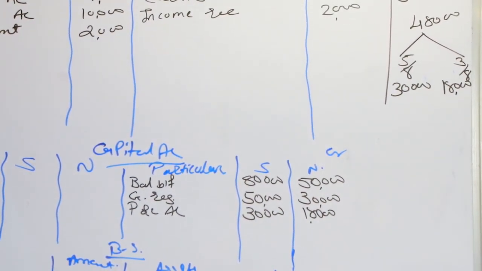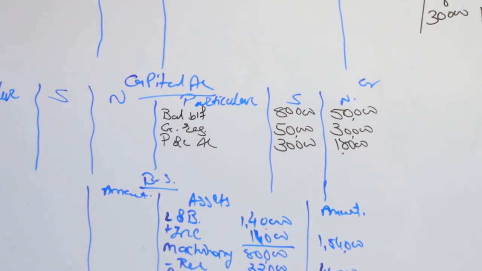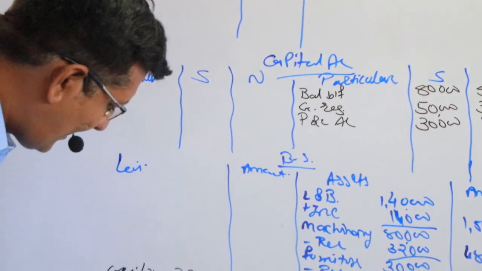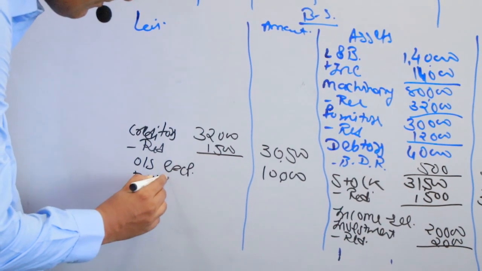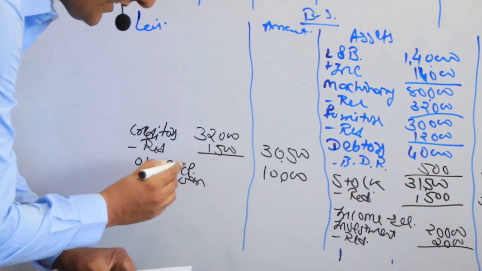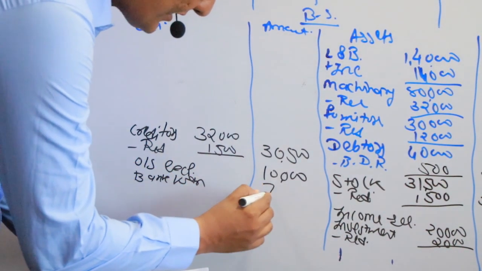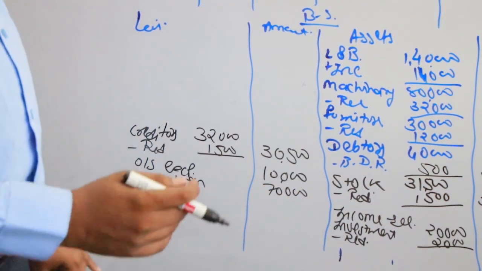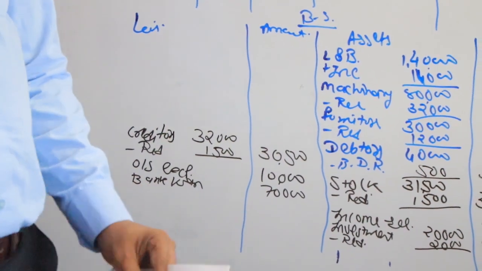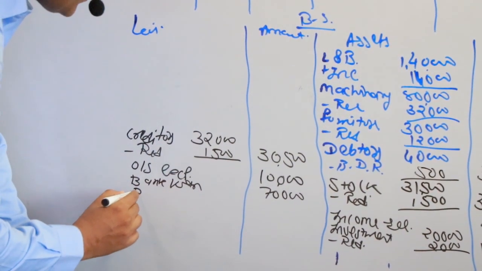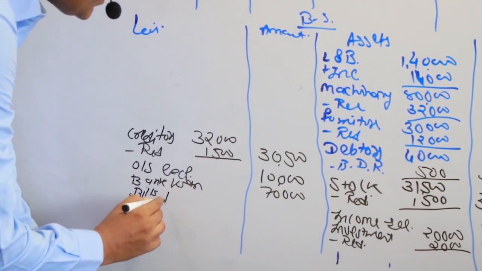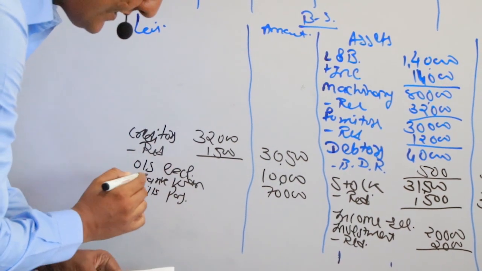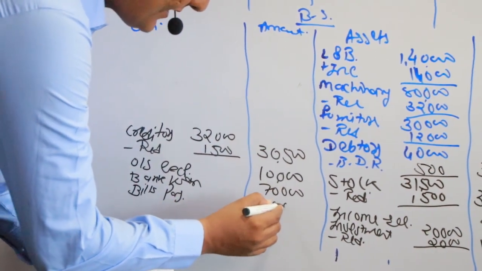Next one is bank loan. It's a liability for us. Same way we record it. Bank loan, amount is 70,000. Next one is creditors, we already recorded. Next one is bills payable. Same, it's a liability for us. Bills payable, amount is 10,000.